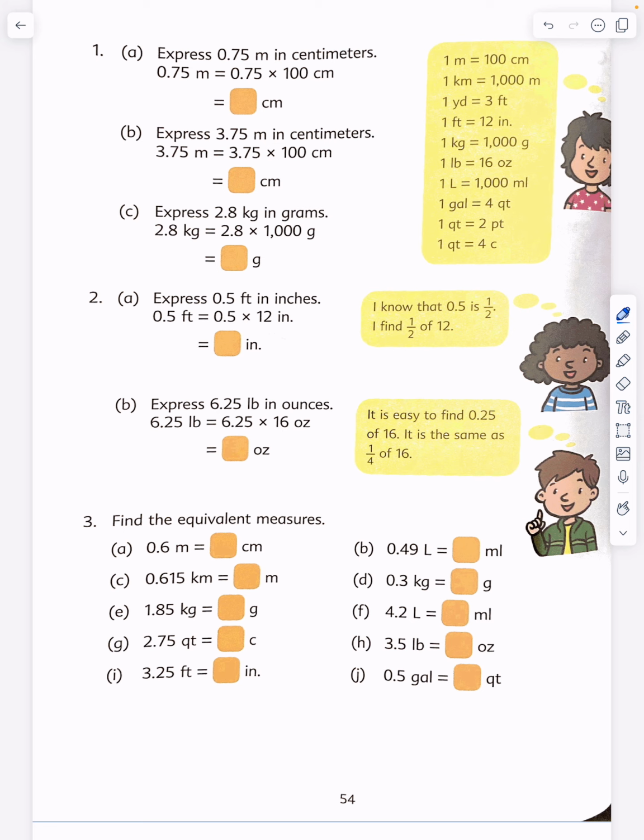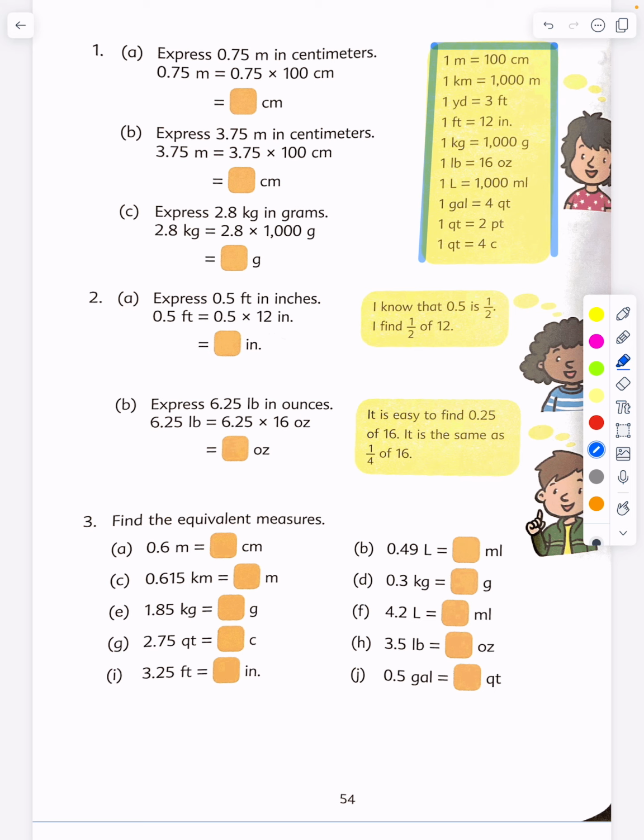And let's first go over this important standards. 1 meter is the same as 100 centimeters. Now, if you recall, the word centi, same as century, centennial, really means 100 parts, 100, okay? So that's why 1 meter is 100 centimeters.